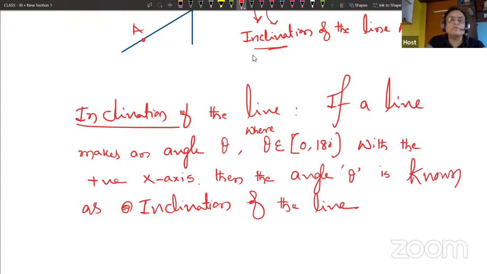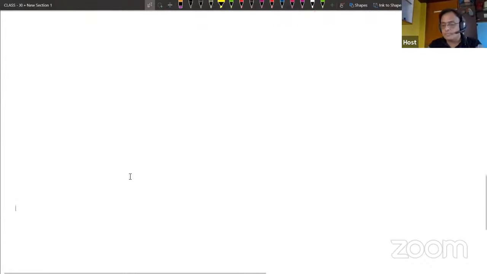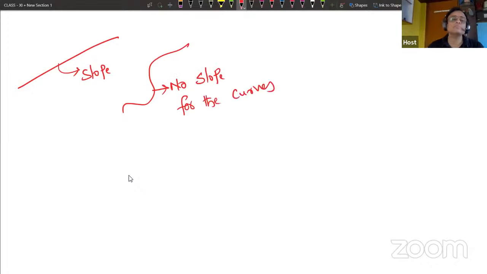Because, dear students, to define the slope, now we'll go to the next step. Look at it. Why do we have to study inclination? To define the slope of a line. We know that every line has definitely some slope. Curves don't have slopes. So every line has a slope, irrespective of the length of the line. Every line has only one slope.